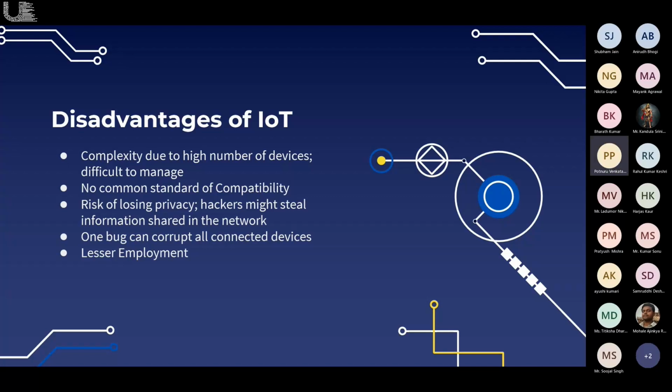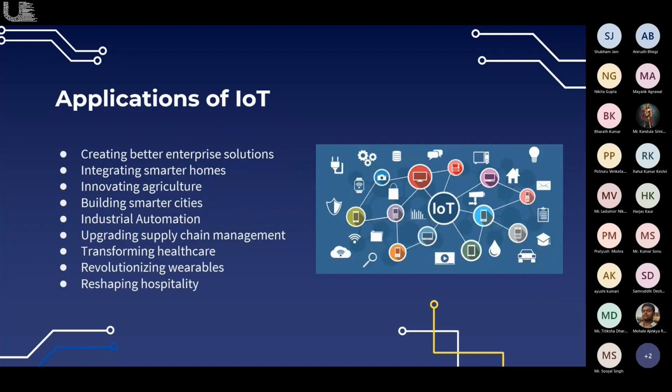Next, we come to applications of IoT. So it is obvious that there are numerous applications of IoT, especially in the modern world. First is IoT helps create better enterprise solutions. Large enterprises have dedicated staff to create, maintain, and monitor their technology infrastructure. So in that case, it helps them manage things and infrastructure and technology efficiently.